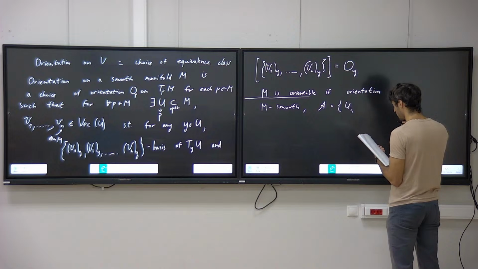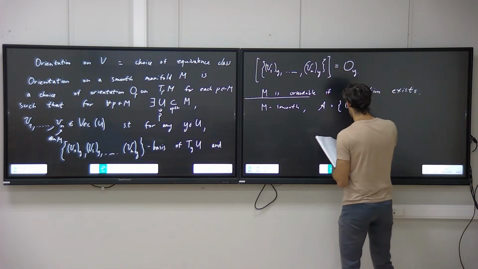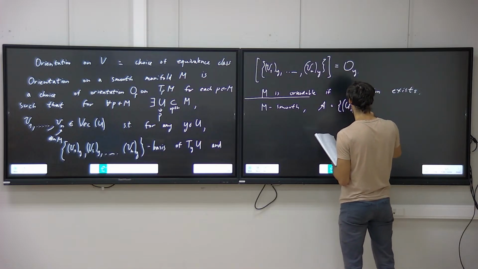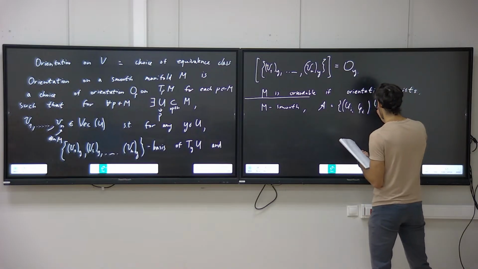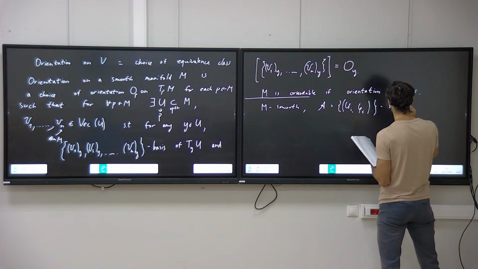It to be atlas for now, but okay, so it will be eventually. So let us fix an atlas. So this is smooth atlas. May I ask a question?